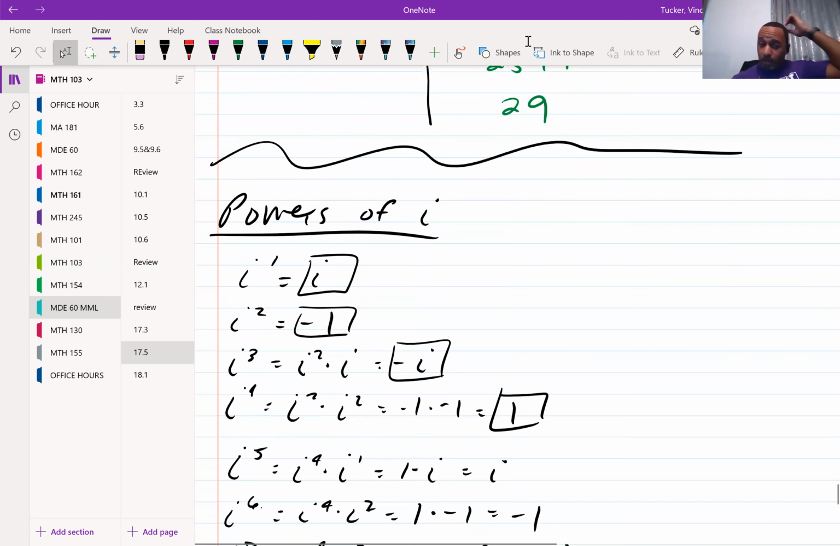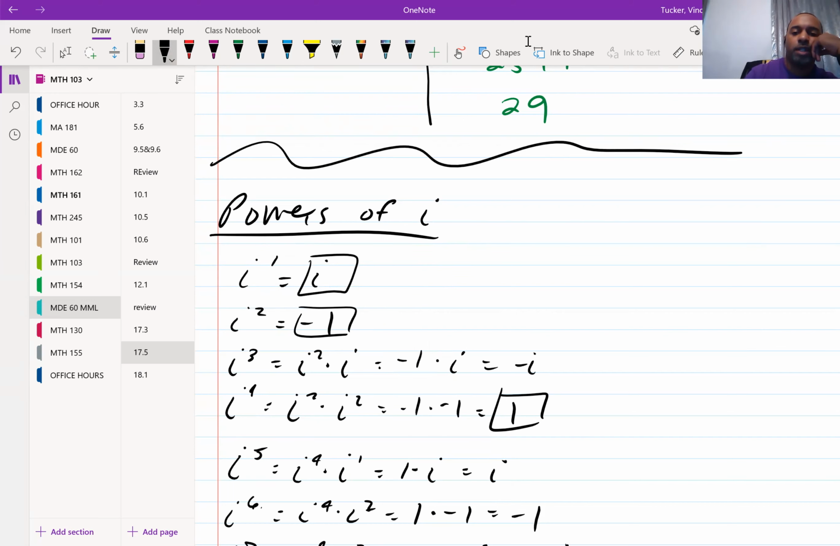So the last thing of this section is powers of i. So we already know i to the first power is just i. And we talked about i squared, which is negative 1. Now i cubed is going to be i squared times i. But we said i squared was negative 1. So I really could have gone one more statement here and written negative 1 times i, which is negative i.